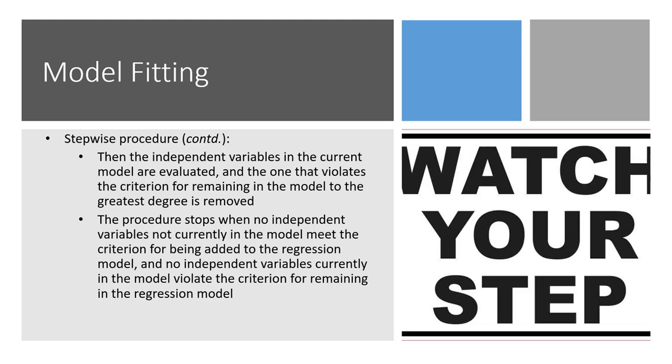But then, the independent variables in our current model are going to be evaluated, and the one that violates our criteria for remaining in the model to the greatest degree is then taken out. And the procedure will stop when I don't have any more independent variables not currently in the model meeting the criteria for being added, as well as not any of our independent variables currently in the model violating the criteria for remaining in our regression model.